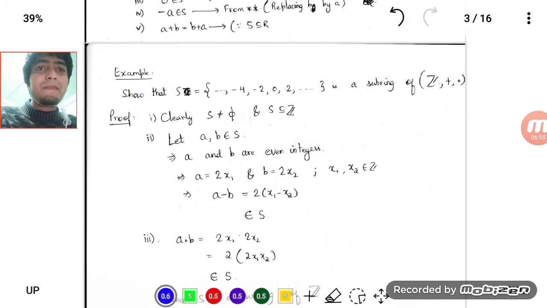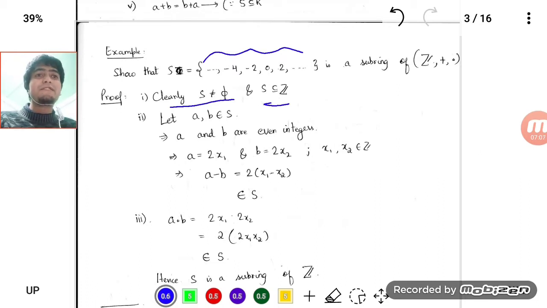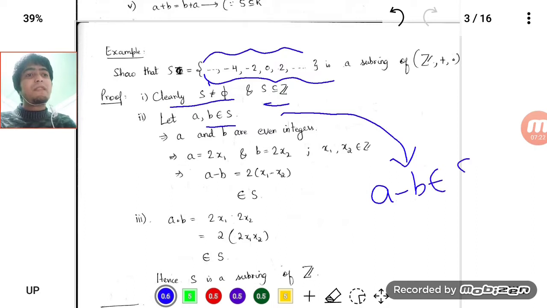So let us try to use that theorem to prove this example. Show that S is a subring of Z. Clearly it is not empty because it has some elements, and moreover it will be a subset of Z. Z is a set of integers, so it will be a subset of Z. That is clear. So for condition 2, just like I said, we need that A and B belong to S. After a few lines, we need to have A minus B belongs to S. So these are the few lines that we have. Okay, so A and B belong to S.